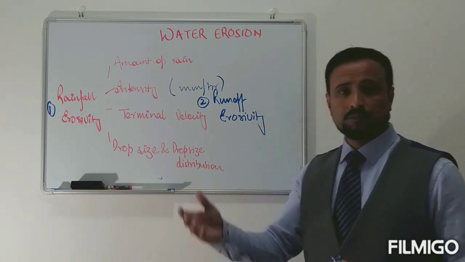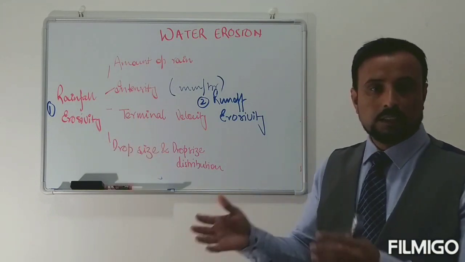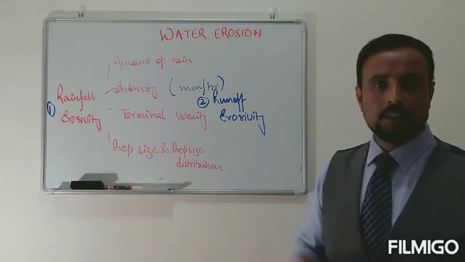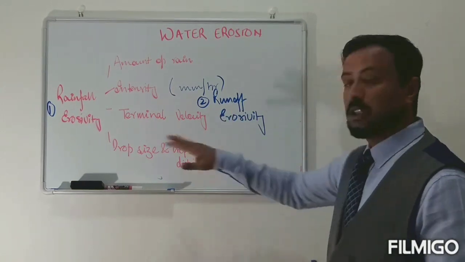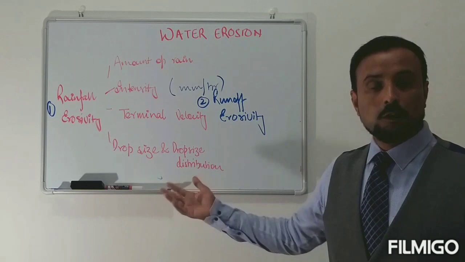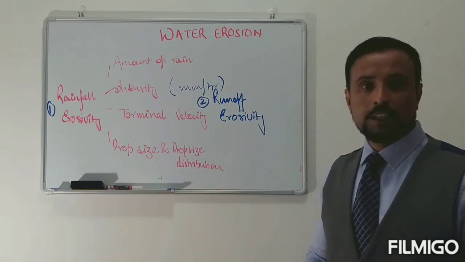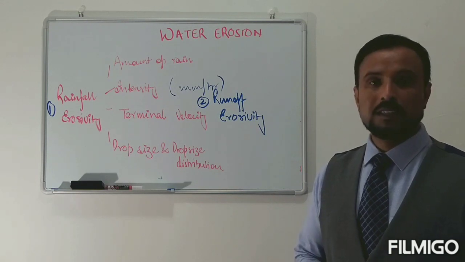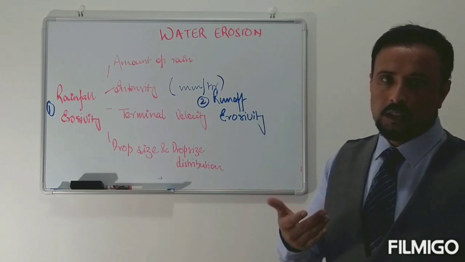distribution. So the amount of rain in a particular area, the size of the droplets that are coming down, and their distribution in different areas, right? These are also important factors on which the magnitude of water erosion depends. So drop size and drop size distribution can also be measured.